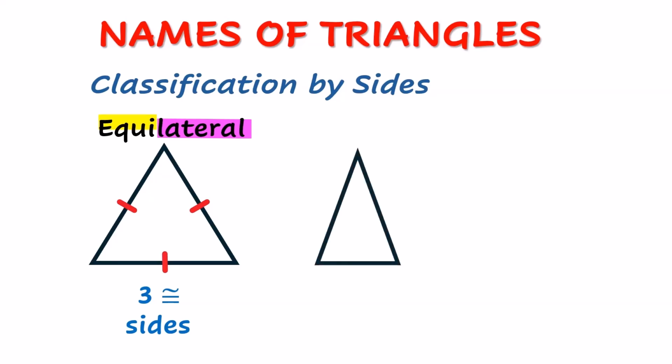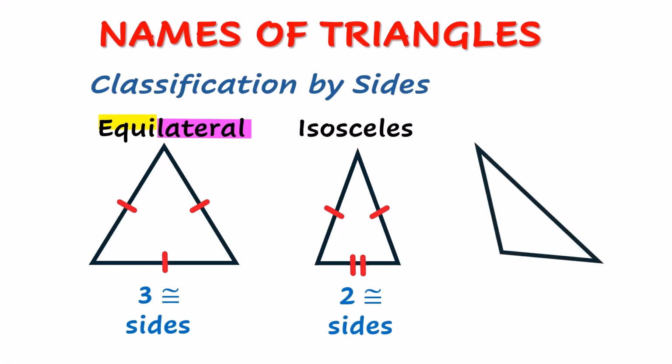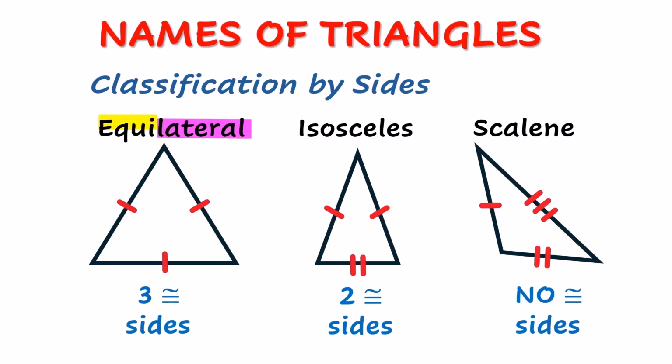Another kind of triangle that you may see is where you have two congruent sides, and the third side is just a completely different length. Two congruent sides. That one is called isosceles. And another triangle where none of the sides have the same length. That means no congruent sides. We call that one scalene.